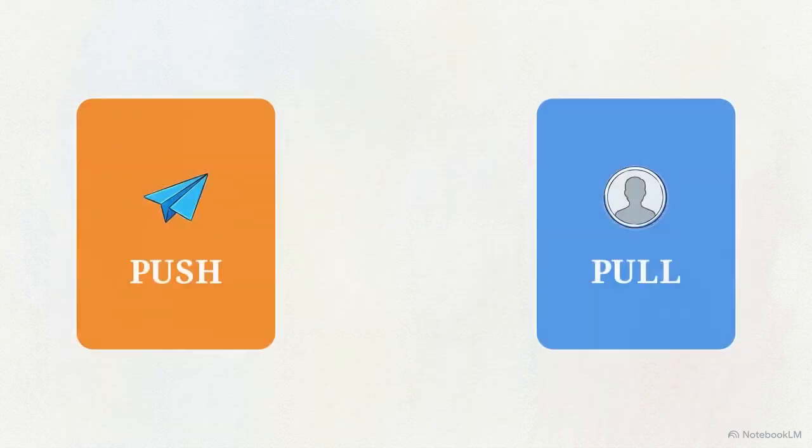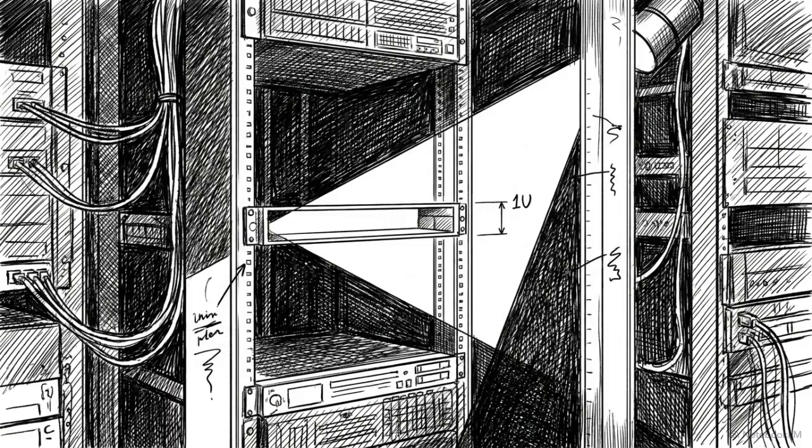Solving the hotkey problem requires a hybrid architecture that incorporates pull-based retrieval. We will deconstruct that specific solution in Part 2.